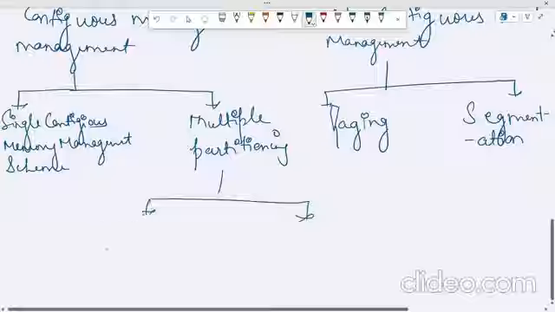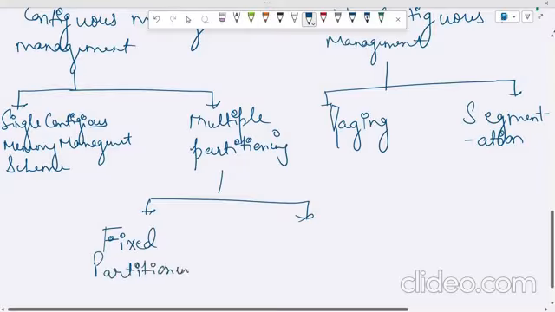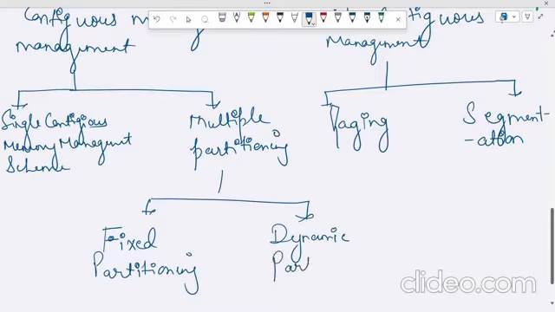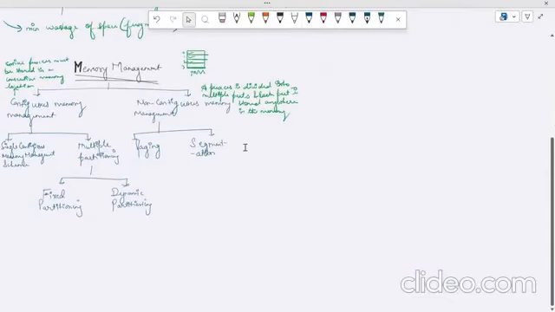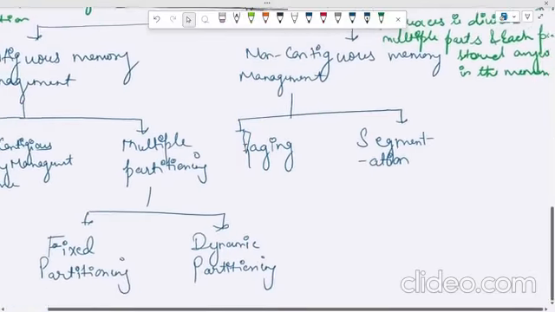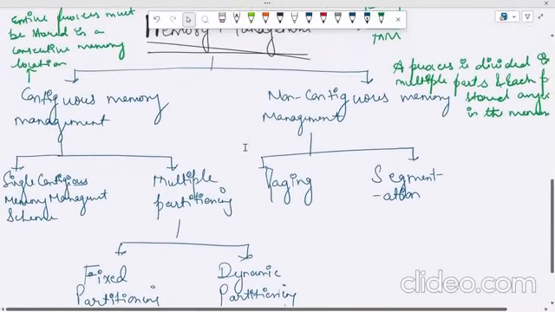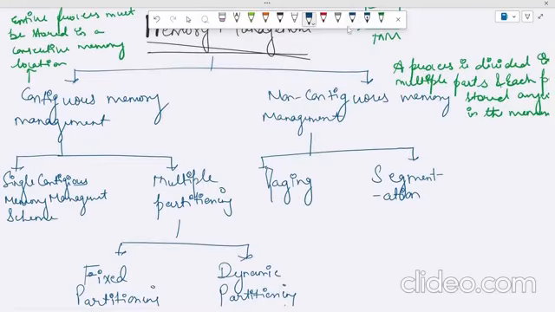Now, multiple partitioning is divided into two parts. One is called fixed partitioning, and the other is called dynamic partitioning. So this is what the tree looks like. This is how the memory management tree looks: contiguous, non-contiguous, single contiguous, multiple partitioning, paging, segmentation, fixed partitioning, and dynamic partitioning.